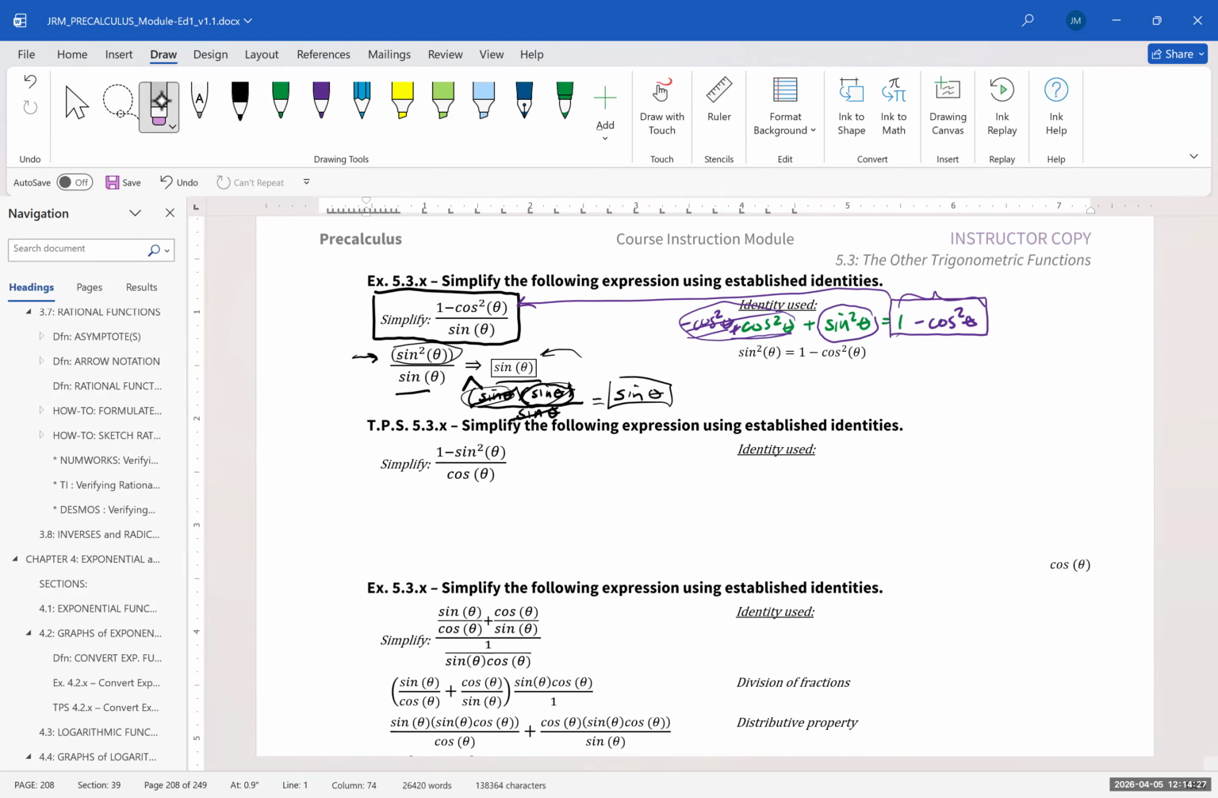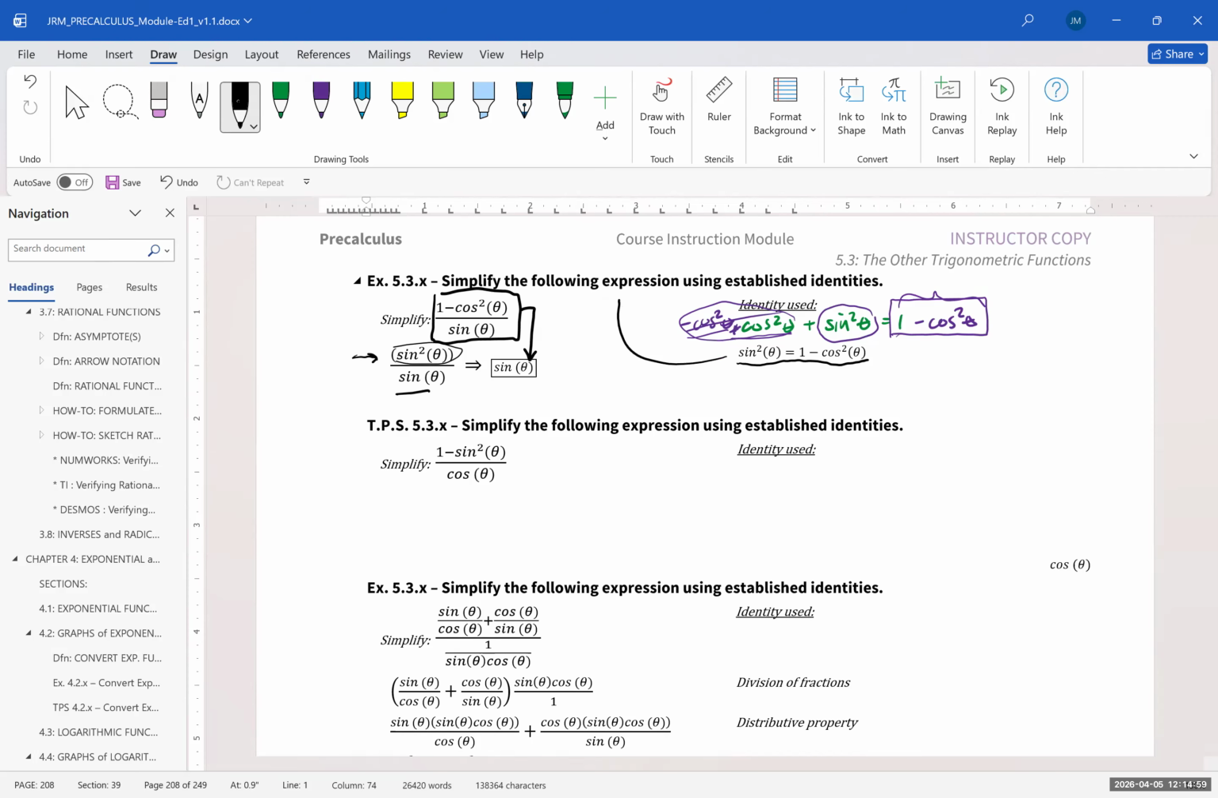Let's erase all that. So this expression right here simplifies down to that. The way we were able to simplify this expression was to apply the Pythagorean identity and mutate it a little bit so that it would fit our needs in this simplification. Using this example as a model, try the think, pair, share on your own.